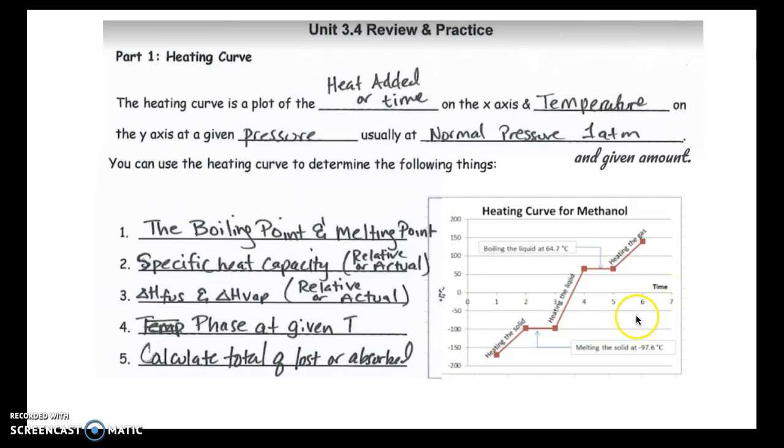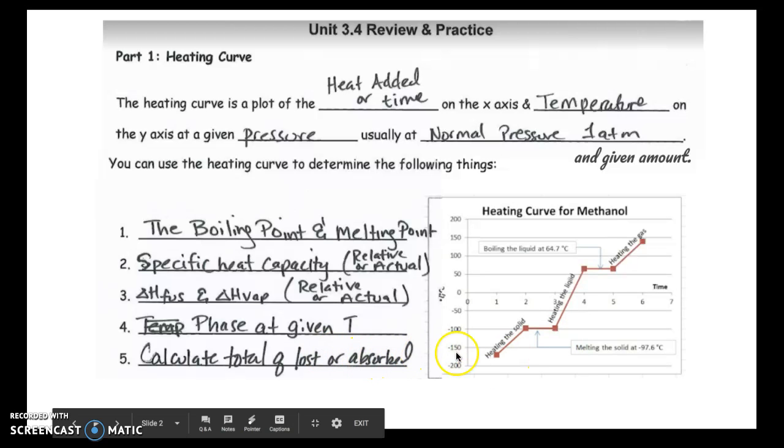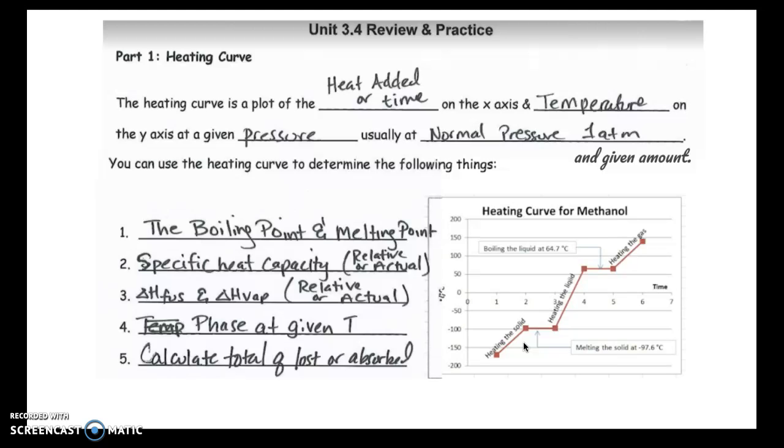You can also use the heating curve to determine the delta H fusion and delta H vaporization, again, relative or actual amounts. Relative would say which one's bigger, the delta H fusion or delta H vaporization, just qualitative information. Or you can find the actual value, like delta H vaporization is negative 50 kilojoules per mole. And again, that would only be if the x-axis was given in heat added. Finally, you can find the phase at a given temperature. For example, here we would say at 100 degrees Celsius, methanol is a gas. And then you can use it to calculate the total heat lost or absorbed for a given process, which you actually saw previously in the 3.4 video. So take a moment to copy this information down.